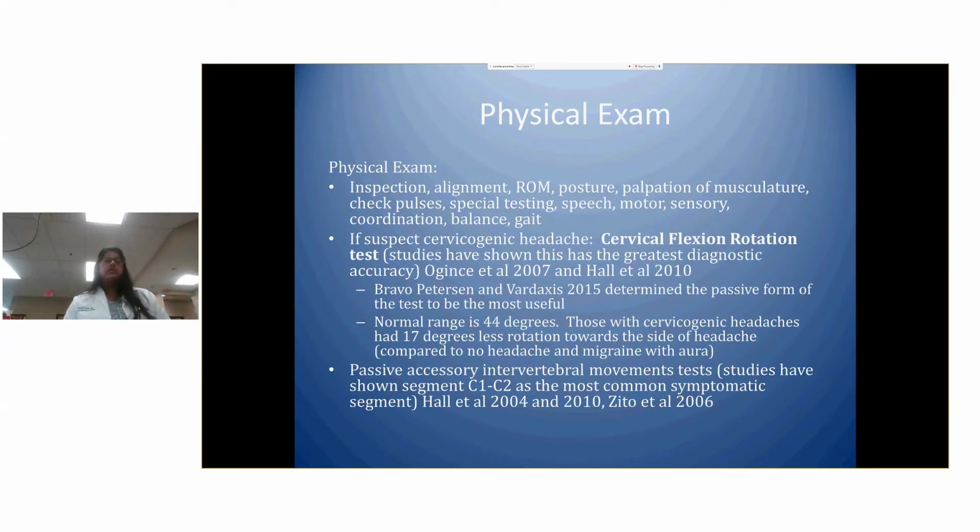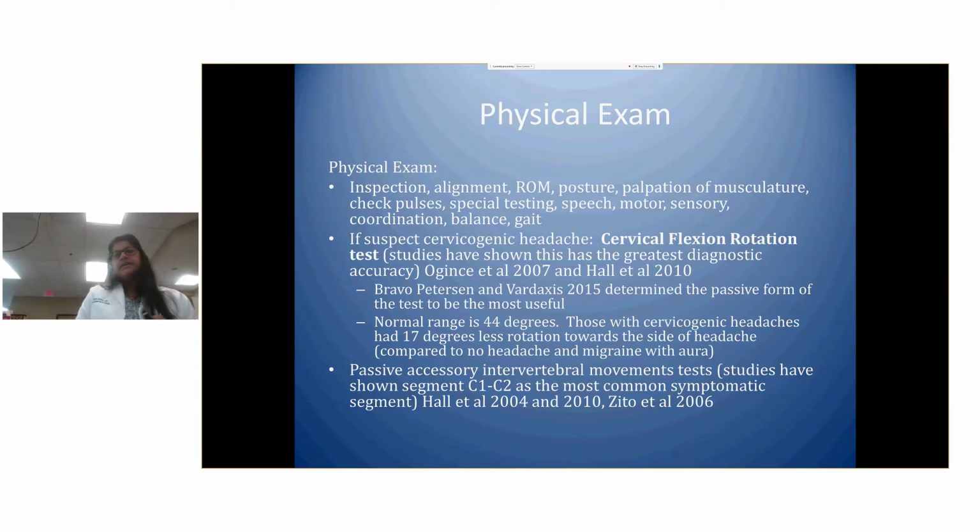Physical examination is also equally important in examining these patients. Inspection, alignment, range of motion, posture, palpation of musculature, checking pulses, specialty testing such as upper motor neuron signs, Sperling's maneuver, Hoffman's, Babinski, and then a good neurologic examination: speech, motor, sensory, coordination, balance, and gait.